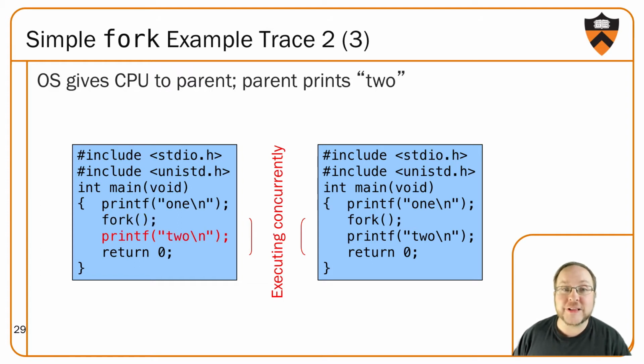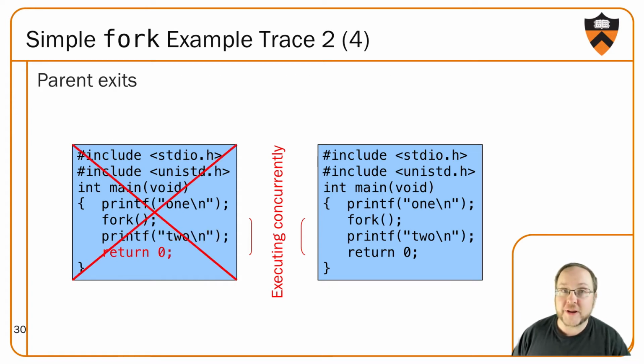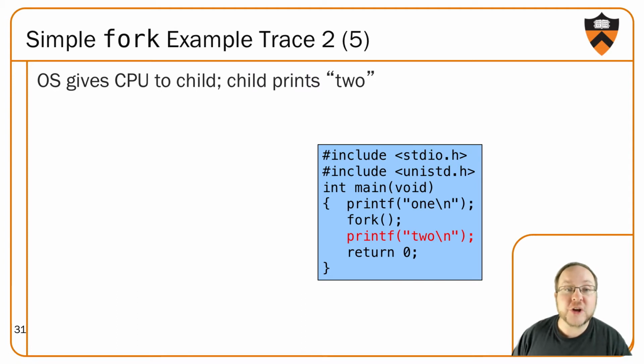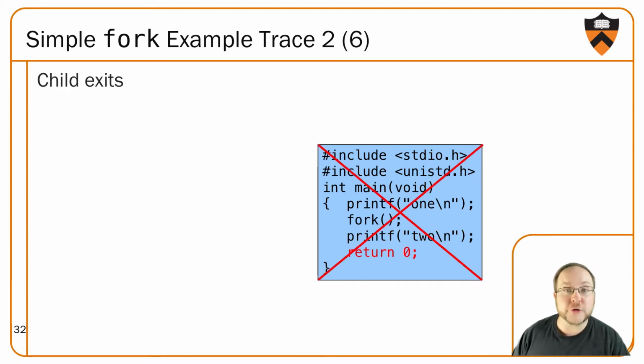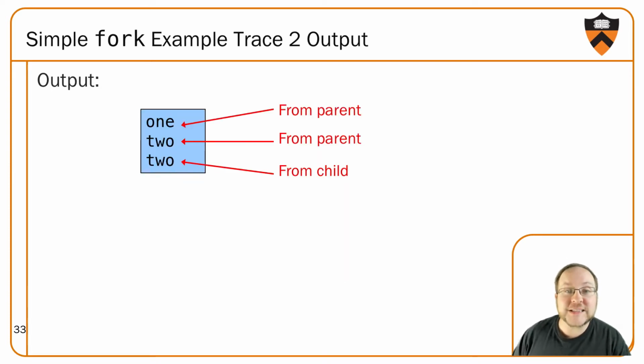In this case, though, let's say the parent gets the processor first and is able to print 2. The parent keeps the processor and returns and exits. Now the child is alone and can print the second printf. The child returns and exits, and so in this case, we have the exact same output, except the ordering of the two 2's in the output is different, but they're indistinguishable. So in this program, it didn't matter whether the parent or the child got to run first.